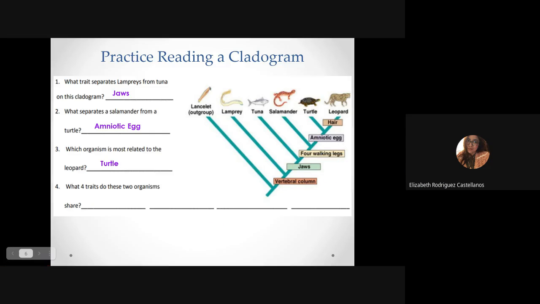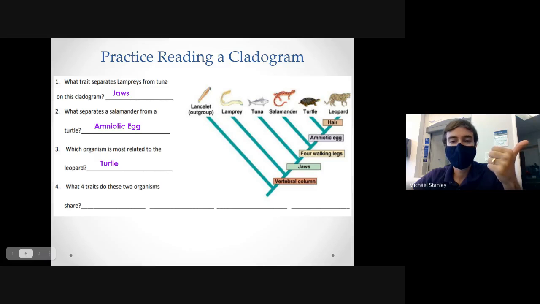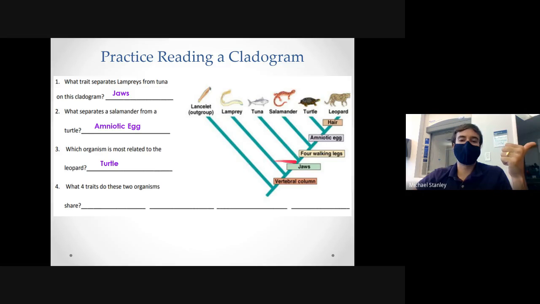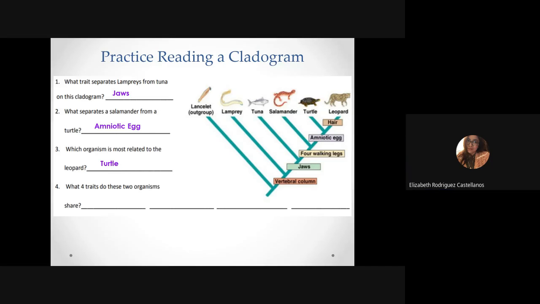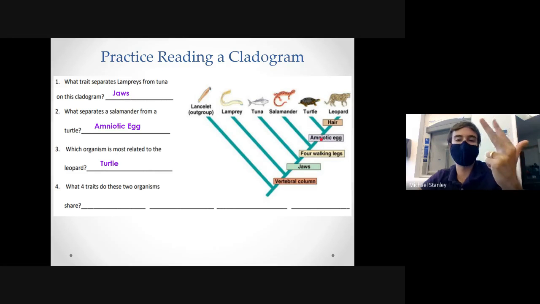Could it be the jaws? They both have jaws, exactly. So jaws is one of the traits that they both share. So they've got legs, 4 of them. They've got jaws. We got 2 more. The amniotic egg. Amniotic egg, that is something that turtles and leopards share. So they have the same type of egg. They have 4 legs. They have jaws. What is our last trait that they share?